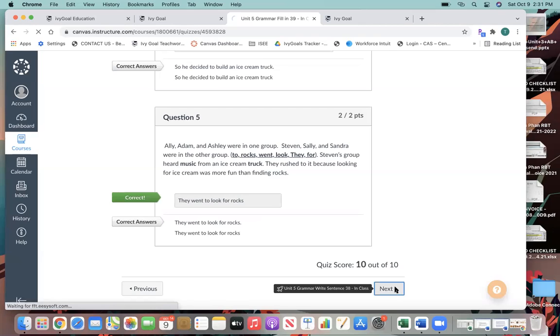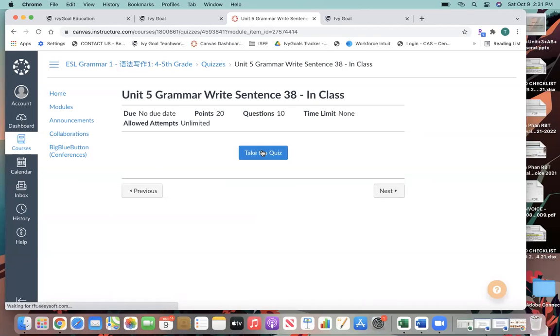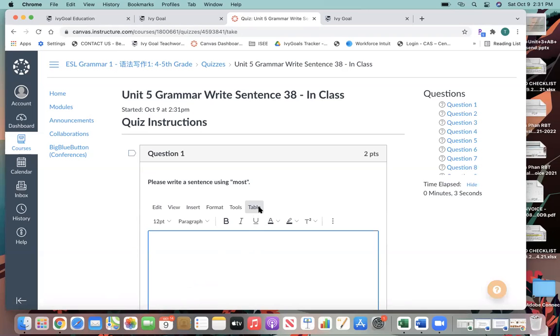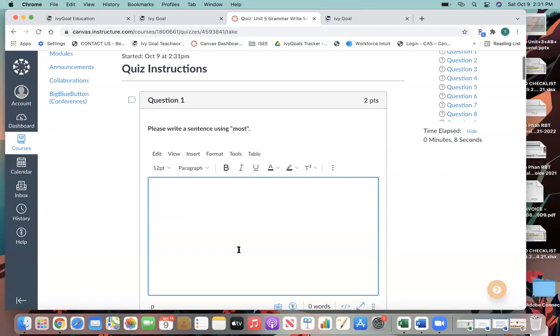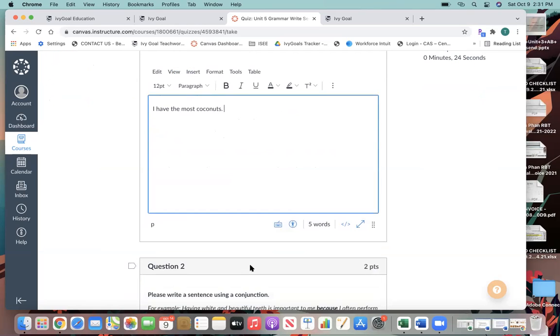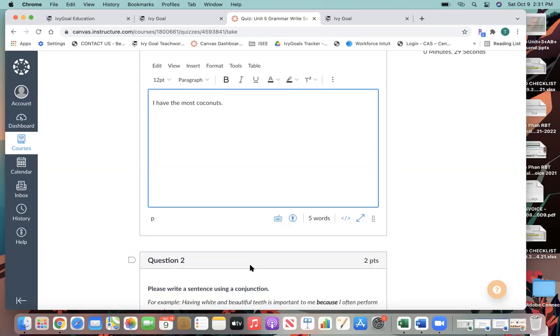All right, let's see. Another, writing sentences in class. I think we'll try to do this one and then we'll go. Please write a sentence using most. What do you think? I have the most coconuts. That means you have more than anybody else, right? Very good.